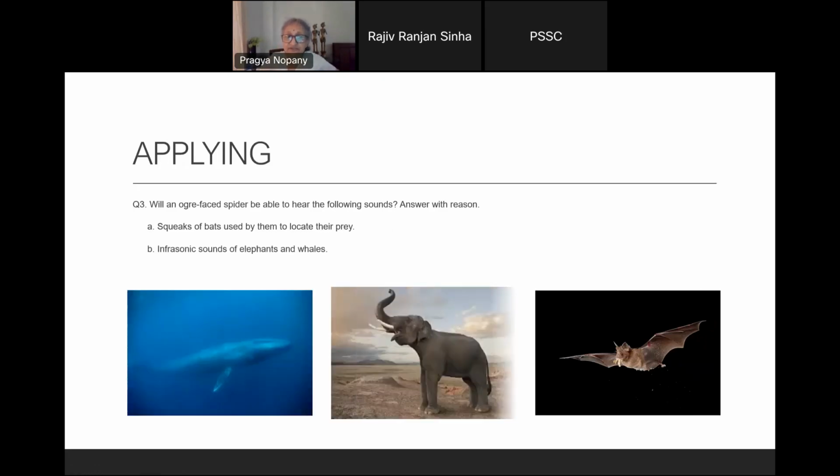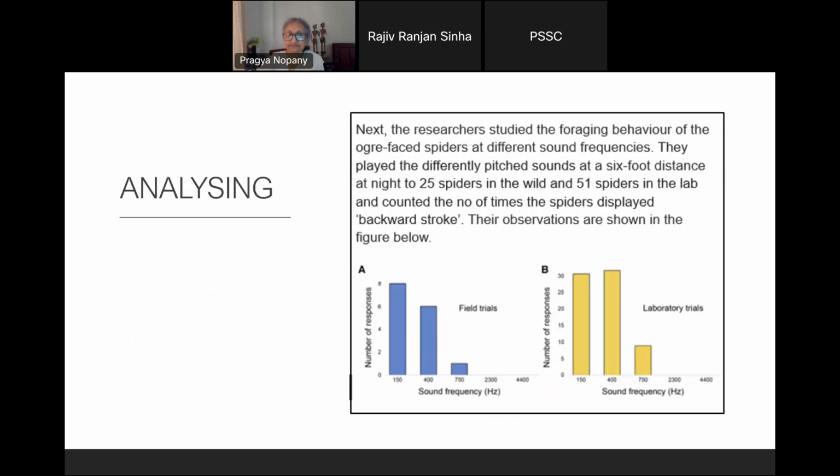फिर इंफ्रासोनिक साउंड्स ऑफ एलिफेंट्स एंड व्हेल्स, ये भी बुक में दिया हुआ है. So now they have to apply the knowledge of audible range of ogre-faced spiders to the audible range of these animals and then decide on this, right? So this is again decision making.